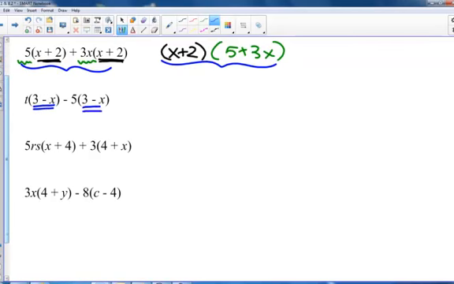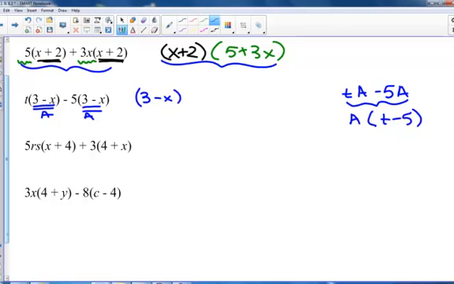Let's say we had ta minus 5a. So let's say instead of 3 minus x, that was an a. Looking at this, I can pretty darn easily see that a is what's in common, and I'm left over with a(t minus 5). That's exactly all we're doing, but instead of a, it's a binomial, 3 minus x. And when I take that 3 minus x out, I'm left with my t minus 5. So this is pretty much the exact same as that.